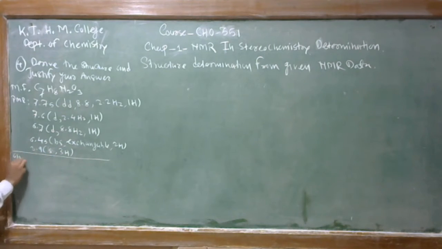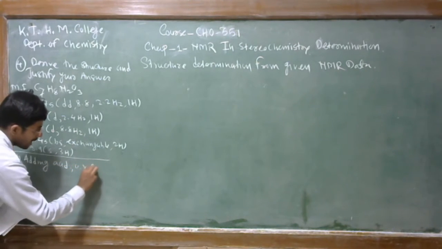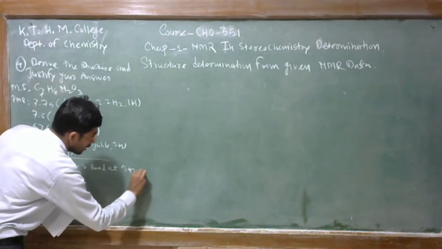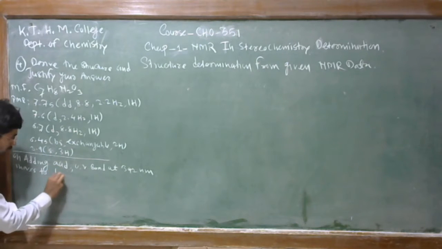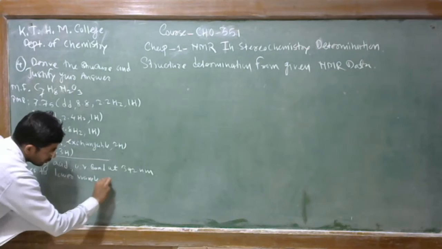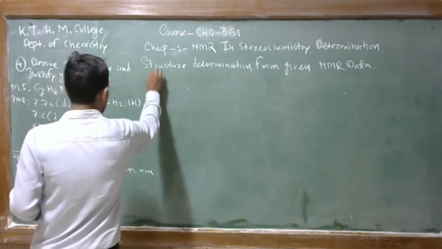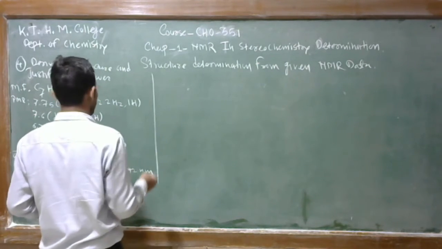So on adding acid, UV band at 390 nanometer moves to lower wavelength. So this information is given. So from this information, we have to deduce or derive the structure, okay, and we have to justify our answer.